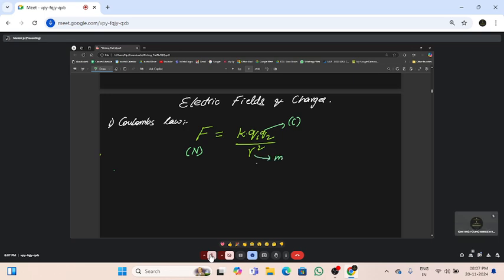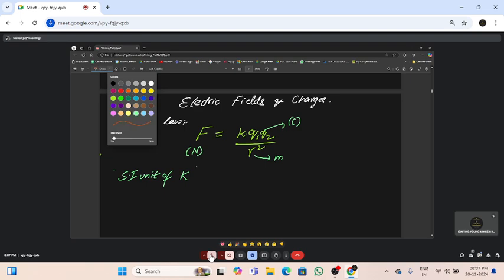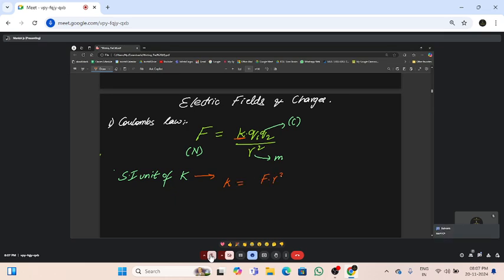If these are the units of individual physical quantities, who can tell me what is the SI unit of the Coulomb's constant K? What can we do to find out the unit of K? We just go for a simple rearrangement. You keep K on one side and then rearrange. You can write it as K equals F times r squared upon Q1 times Q2, right? This is how you can express it.